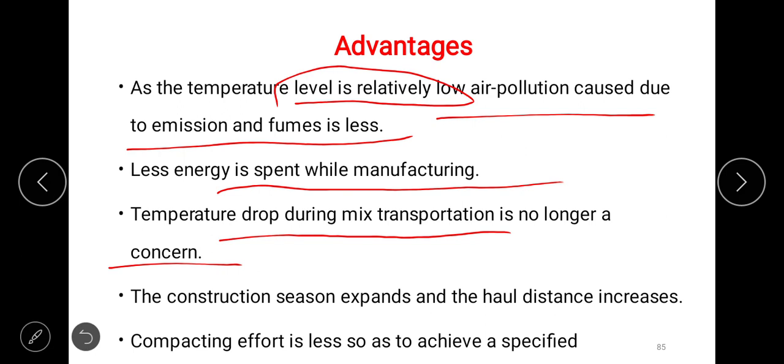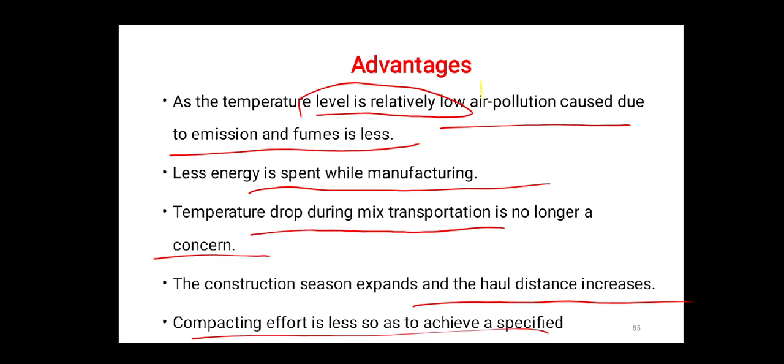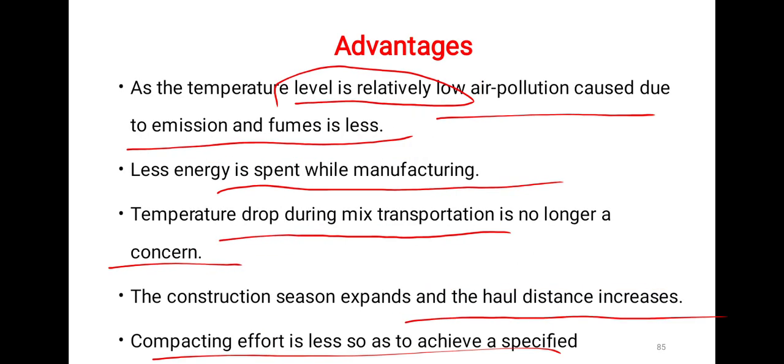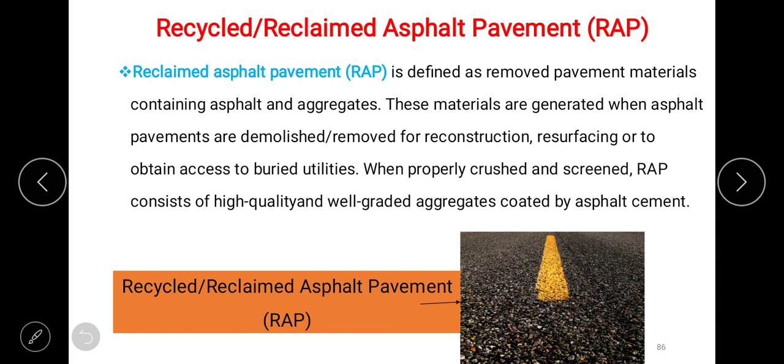The construction season expands and the haul distances increase. Compacting effort is less so as to achieve a specified density. Recycled or reclaimed asphalt pavement.